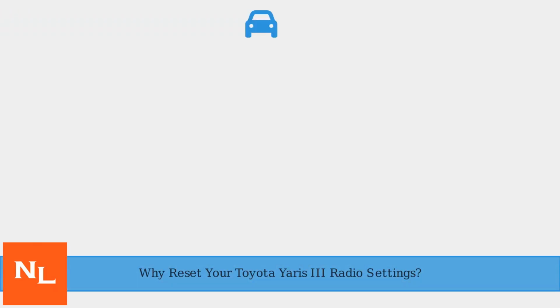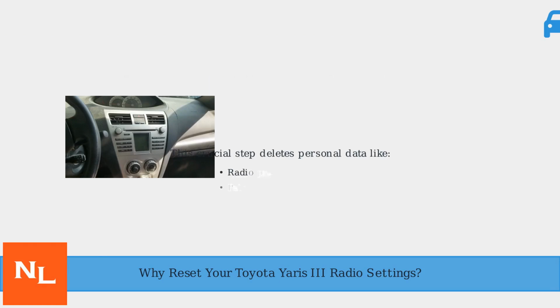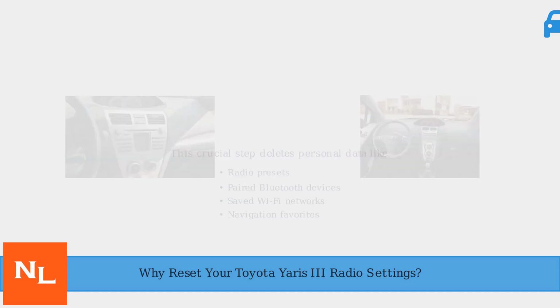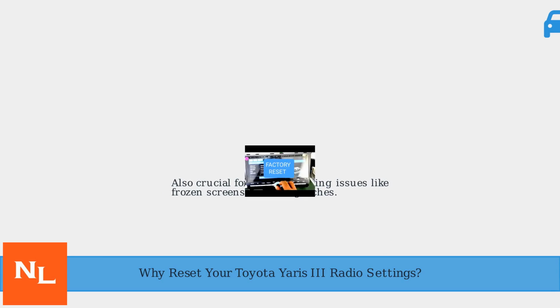Resetting your Toyota Yaris III 2011 to 2020 radio settings restores the infotainment system to its factory defaults. This crucial step deletes personal data like radio presets, paired Bluetooth devices, saved Wi-Fi networks, and navigation favorites. It's essential for protecting your privacy when selling or loaning your vehicle, or troubleshooting issues like frozen screens or audio glitches. Resetting ensures your personal information is removed and the system functions smoothly.